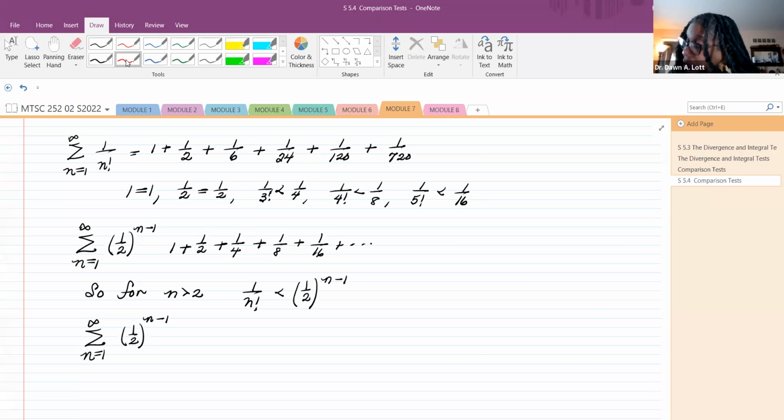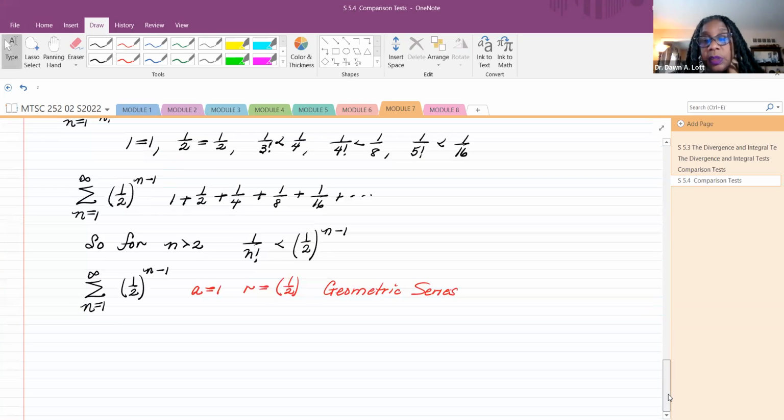Okay, you gotta notice a is equal to 1, r is equal to 1/2. This is a geometric series. And it being a geometric series, the absolute value of r, which is equal to the absolute value of a half, is less than 1, so it converges. Okay, so I now have this.